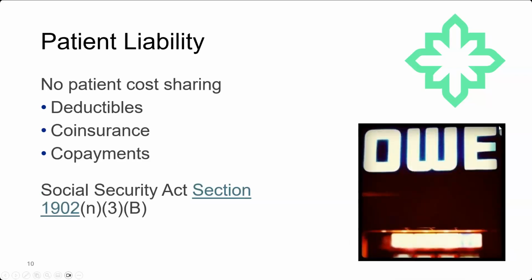This is where some of the confusion comes in. For services that Medicare and Medicaid cover, there is no patient cost share. This is from the Social Security law, and it's section 1902(n)(3).